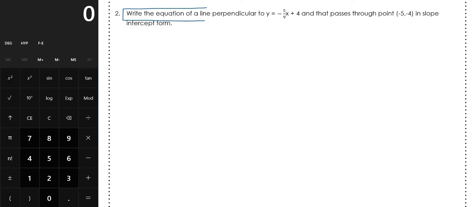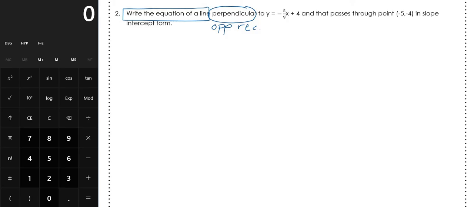Okay, again, the ask of the question: write the equation of a line. So we're doing that money pays bills graphic organizer again. However, for this question, they want something perpendicular. So you're not using the same slope, you're using the opposite reciprocal slope of the line that they give you.